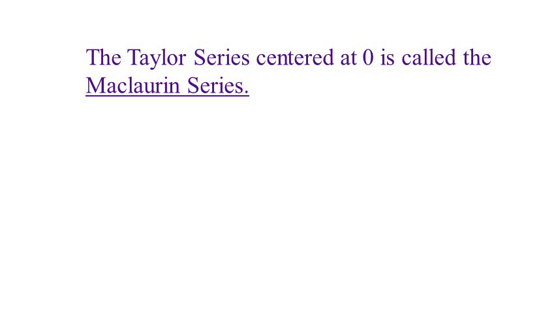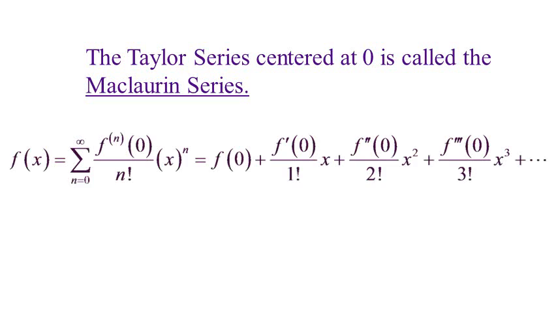A Maclaurin series is a specific Taylor series in which the value of a is 0. So the terms would be f of 0 plus f prime of 0 over 1 factorial times x to the first, plus f double prime of 0 over 2 factorial times x squared, plus the third derivative at 0 over 3 factorial times x to the third, and so on.